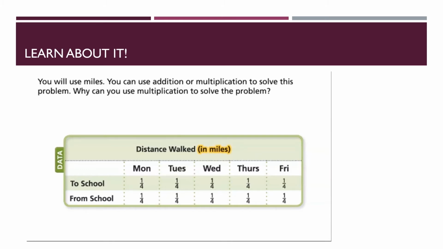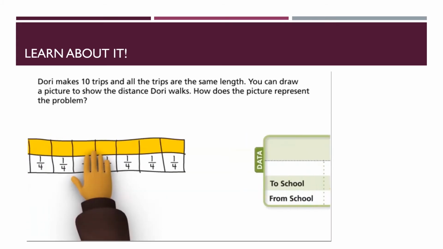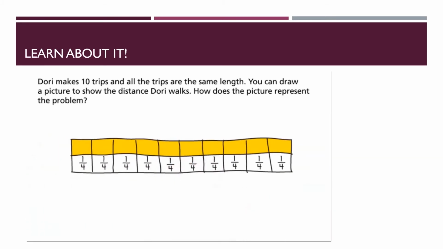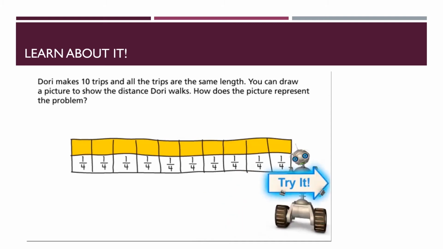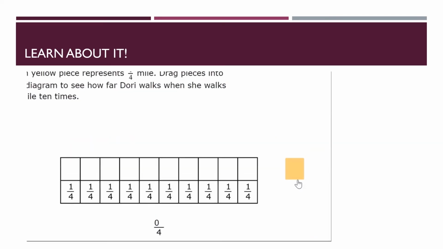Why can you use multiplication to solve the problem? Dory makes 10 trips and all the trips are the same length. You can draw a picture to show the distance Dory walks. How does the picture represent the problem? All right, let's go ahead and try it. It says each yellow piece represents 1/4 mile. Drag pieces into the diagram to see how far Dory walks when she walks 1/4 10 miles.